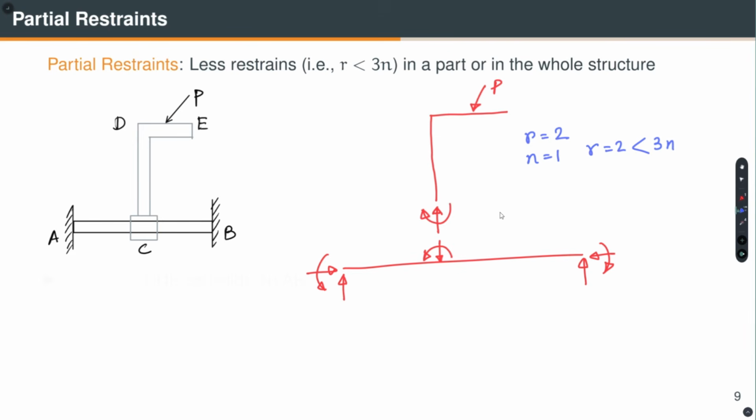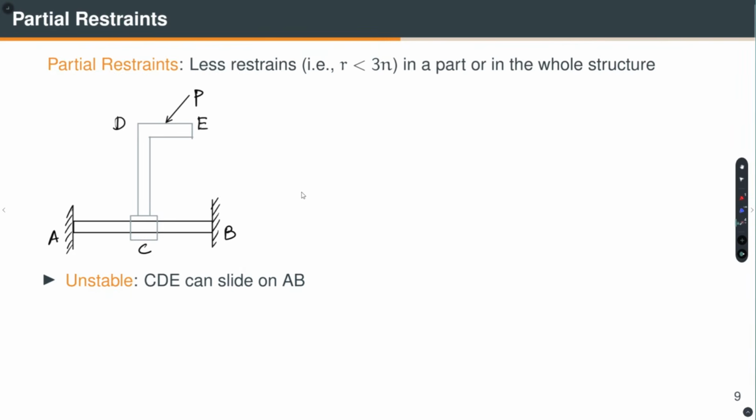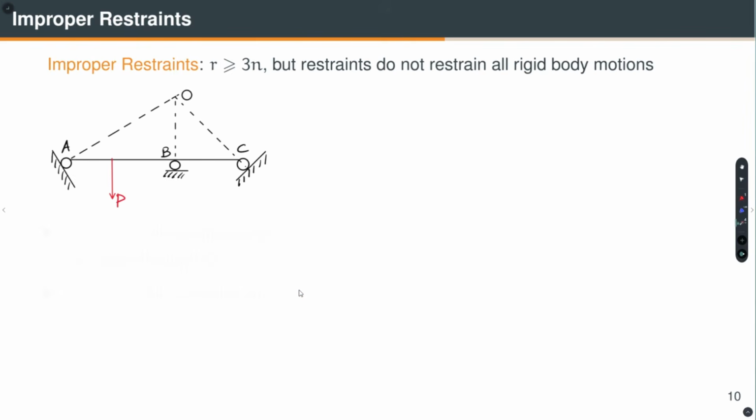Okay. So, this is not well restrained. So, all the rigid body modes are not restrained. So, what will happen? This bracket can slide right or left, okay, can slide to left or right, right. So, therefore, this is partially restrained and hence it is unstable. So, CDE can slide, that is what I have written here.